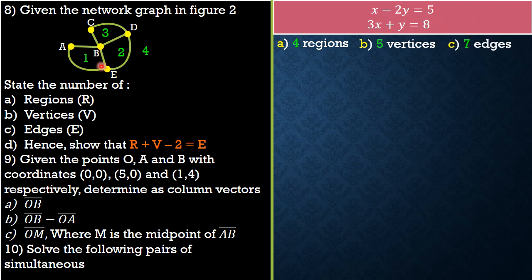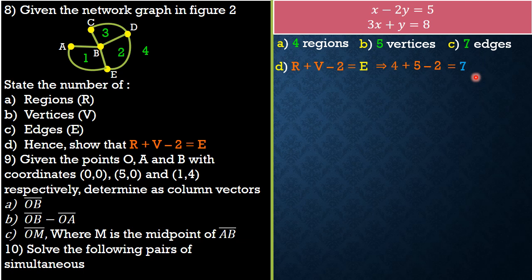Great. Okay, D wants us to show that this relation is true. Let's look at this relation. That is the number of regions plus the number of vertices minus 2 has to give us the number of edges. Okay, so guys, how many regions do we have? We have 4 regions, right? Then we have 5 vertices. So we are going to have 4 plus 5. What is 4 plus 5, friends? It is 9, right? What is 9 minus 2? It is 7. So this gives us 7.